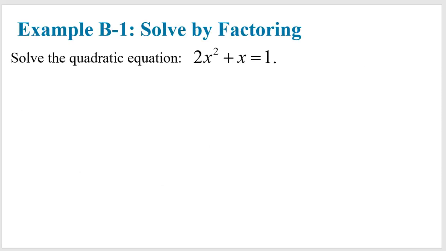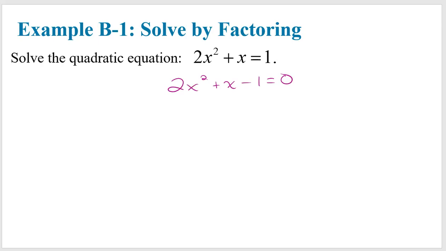All right, so say we have this quadratic equation. Notice it is not in standard form. That's the first thing I need to fix: I need to make sure that I write this in quadratic form. So that would be 2x squared plus x minus 1 equals 0. That's my first step, get it into standard form.